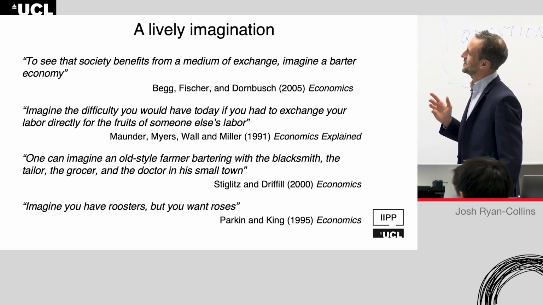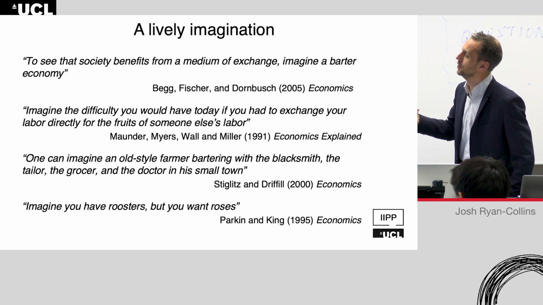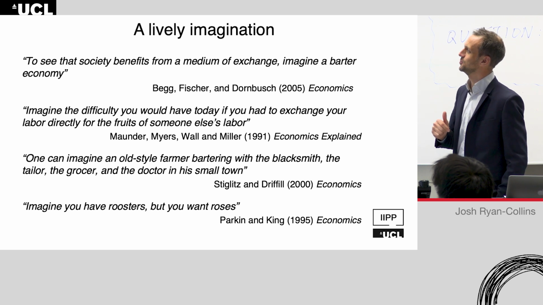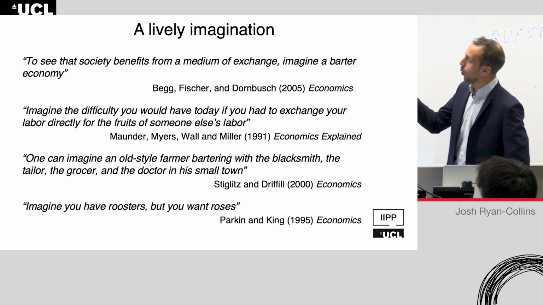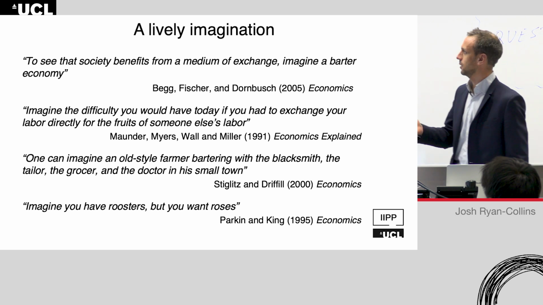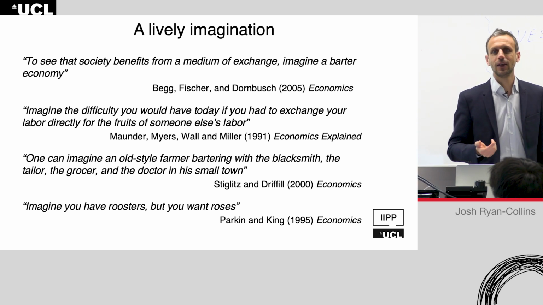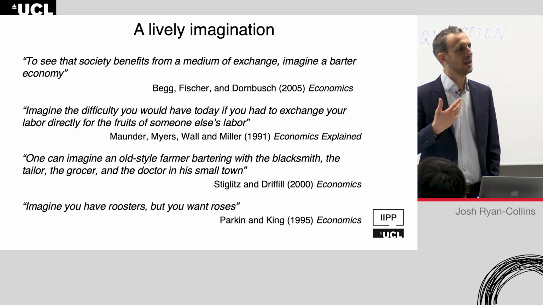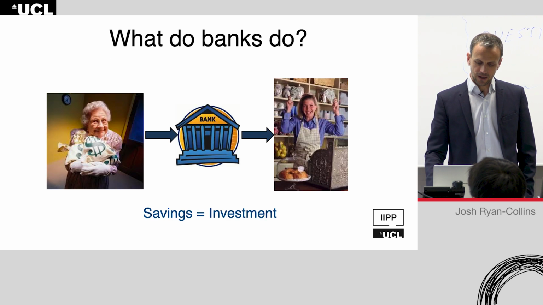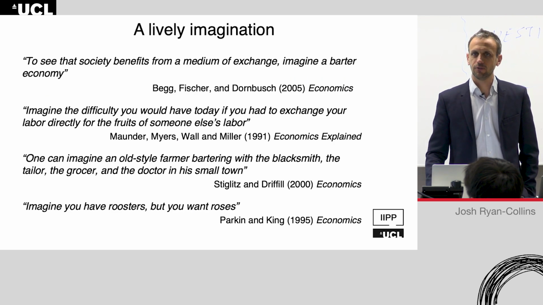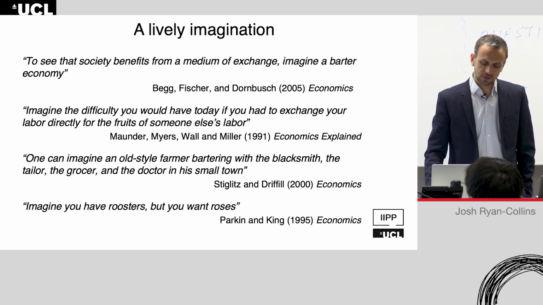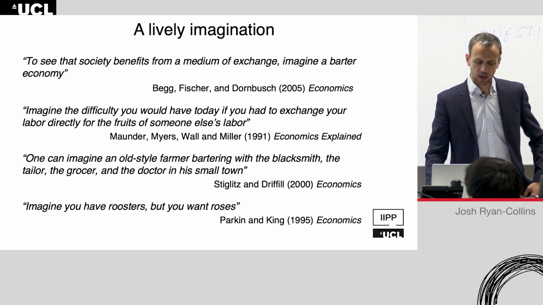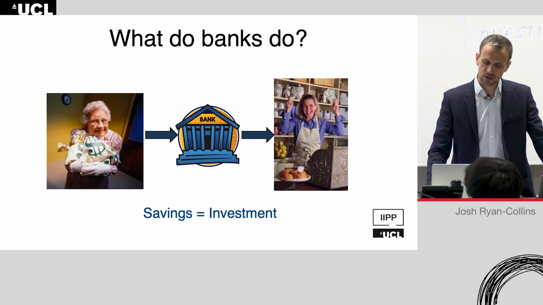So to see that a society benefits from a medium of exchange, imagine a barter economy. Imagine the difficulty you would have today if you had to exchange your labour directly for the fruits of someone else's labour. One can imagine an old-style farmer bartering with a blacksmith, etc., etc. It goes on and on. So what we're talking about here is a hypothetical, right? Imagine this, imagine that. In reality, it's rather different, and I'll come on to the different approach. But let's stay with this commodity theory of money as emerging to support greater efficiency of exchange for the moment.